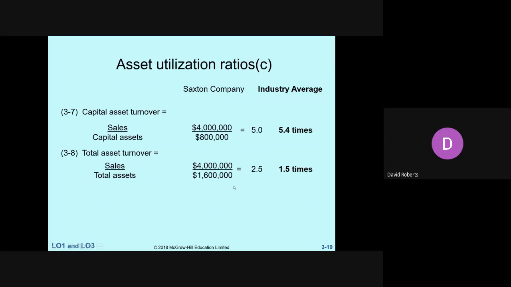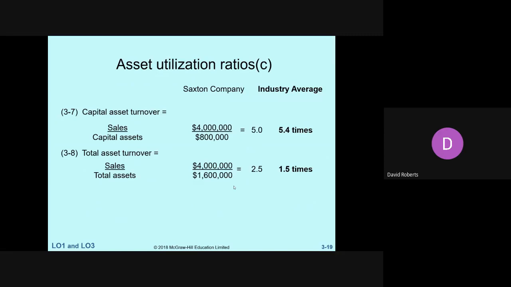Capital assets are like your other inventory items. In this case, for every dollar of capital assets you have, you're generating $5 in sales, which is below the industry average. So maybe you need to look at your capital assets and find a way to reduce them.